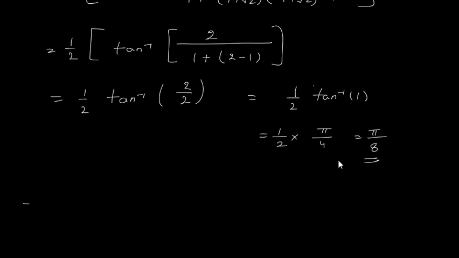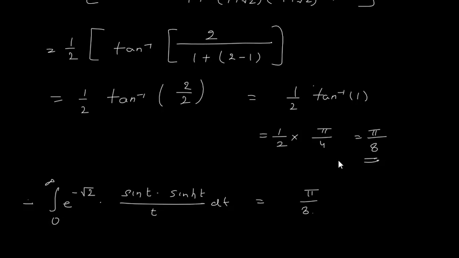So therefore the integration from 0 to infinity of e power minus root 2t into sin t into sin hyperbolic t upon t dt is equal to pi upon 8, hence proved.